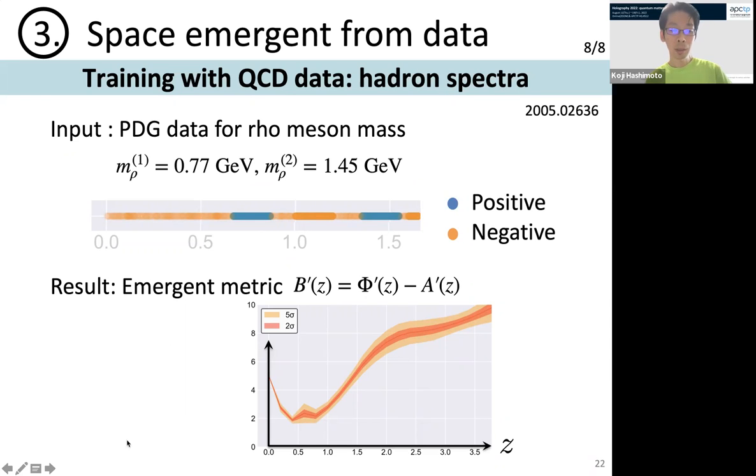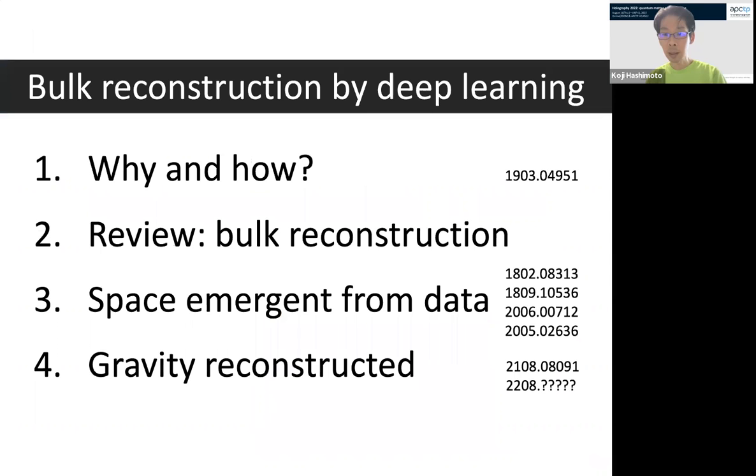Using this data, I can run the neural network, and the neural network automatically finds the optimized metric, which looks like this. I'm going to use this in the next section. If I summarize this section: for given hadronic data, for example, this case is rho meson mass data and the previous case is chiral condensate data, you put it in the neural network, and then the bulk metric can be found by optimization of the neural network, if we regard the neural network as a space-time. So this ends section 3, and then I go to section 4, where I use the gravity metric to reconstruct the gravity action itself.